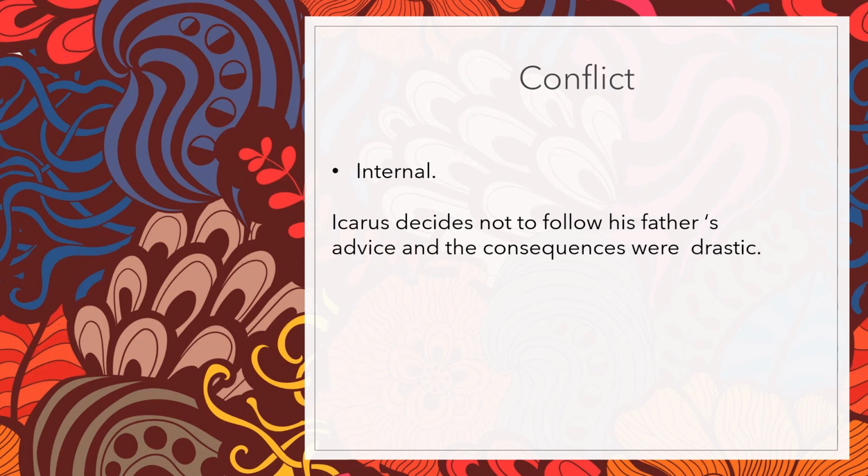In the Flight of Icarus, the conflict is internal because Icarus decided not to follow his father's advice and the consequences were drastic. ¿Cuál es el conflicto en el cuento? Mira, es interno porque el problema es Ícaro. Ícaro tiene que tomar una decisión. Él tiene que seguir el consejo de su papá y él decide que no va a hacer lo que su papá le dijo. ¿Y qué hizo? Al desobedecerlo, hubo consecuencias bien drásticas, perdió su vida. El conflicto en este cuento es interno.